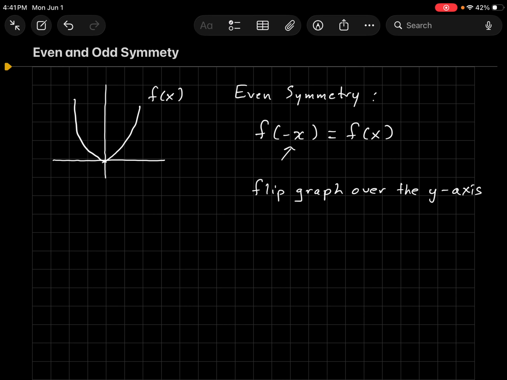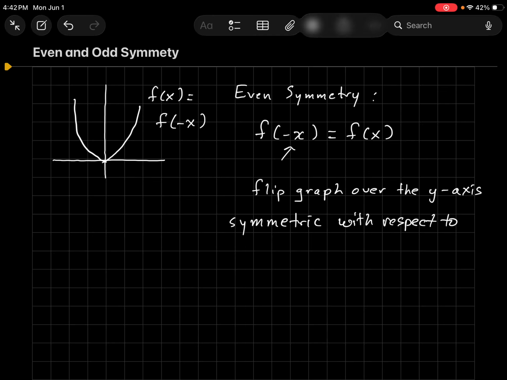So what would happen if we flipped f of x over the y-axis? Do you see that we would get the exact same graph? So we say if a graph is symmetric with respect to the y-axis, then that graph has even symmetry.